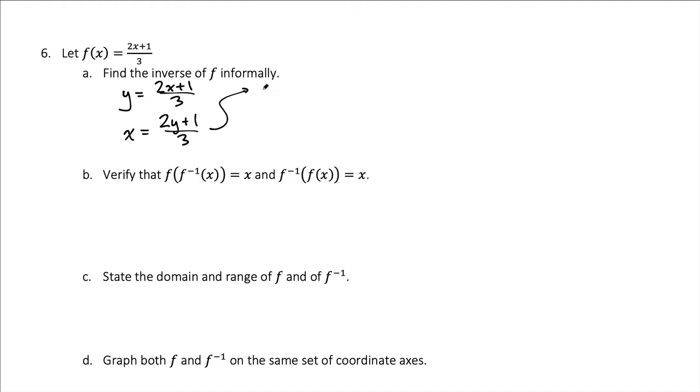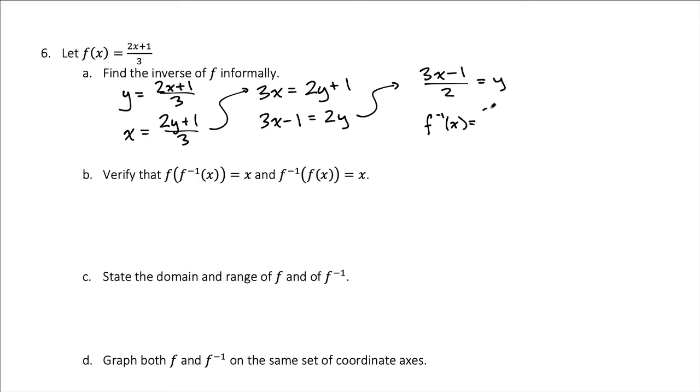So if we multiply both sides by 3, we get 3x equals 2y plus 1. Subtract 1 from both sides, you get 3x minus 1 equals 2y. And then divide both sides by 2, and we get (3x minus 1) over 2 equals y. And once you've got y by itself, that function is your inverse function. So f inverse of x equals (3x minus 1) over 2.